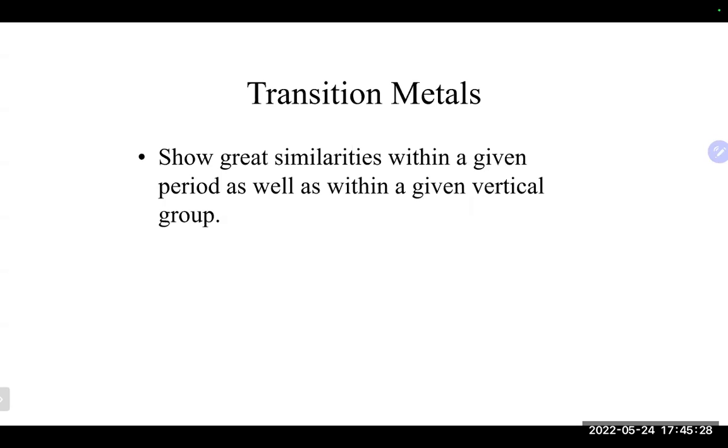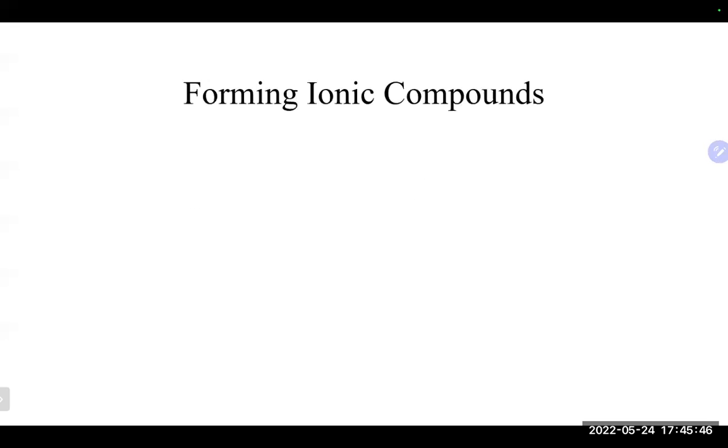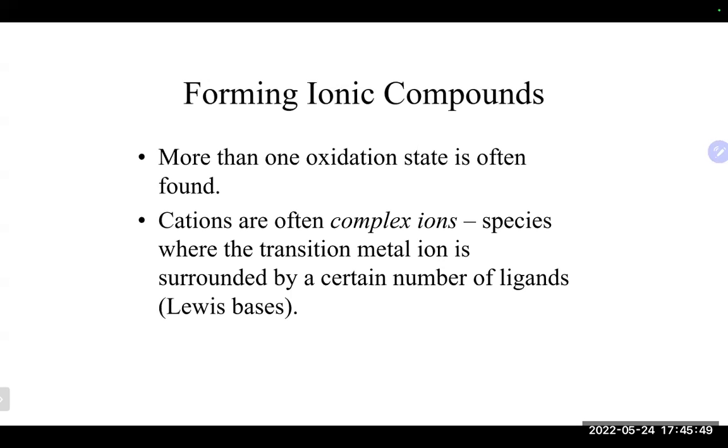So transition metals do show great similarities within a given period and also a group. Like a lot of things on the periodic table, if they're in the same area of the periodic table, they share very similar properties. When they form ionic compounds, more than one oxidation state is possible. Something like Mn, for example, can have a ton of different oxidation states, all the way from +7 down to +2. It can run maybe 7 different oxidation states or so.